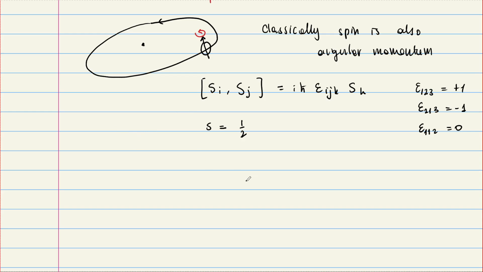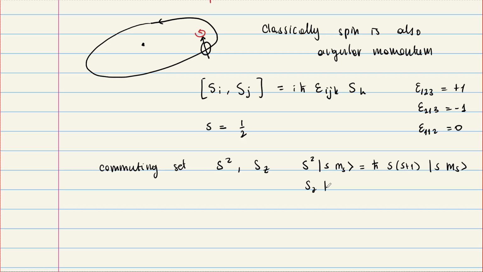Let me write the algebra. Again, the commuting set is S squared and S_z, and their behavior on the abstract states is exactly the same. People generally use this notation. Previously we had |l, m>. For spin, I'm going to use |s, m_s>. m_s is just a reminder that this is the spin projection. And S squared |s, m_s> is going to be h bar squared s(s+1) |s, m_s>. And S_z |s, m_s> is exactly the same, h bar m_s |s, m_s>.